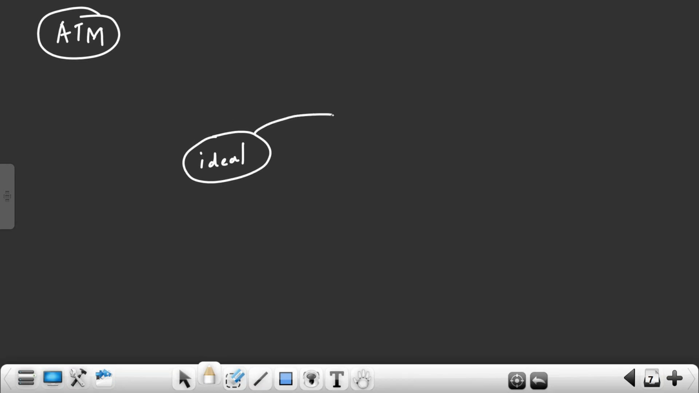If a card is inserted, it is like logic 1. If card is inserted, 1 means the card is inserted, so you will go to the next state. If card is not inserted, you will be in the idle state. 0 means card is not inserted, 1 means card is inserted. You will go to the next state.